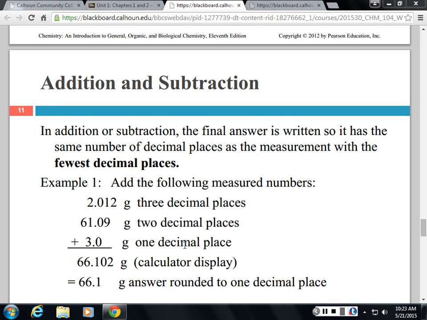When we put these numbers in our calculator and we add them, we're going to get this big number here. Okay, that is not the answer you report. It has too many decimal places. We didn't measure that precisely, so we cannot record it that way. So we have to look. The fewest decimal places means we can go out to the 10th place. So we have to round to 66.1 grams.